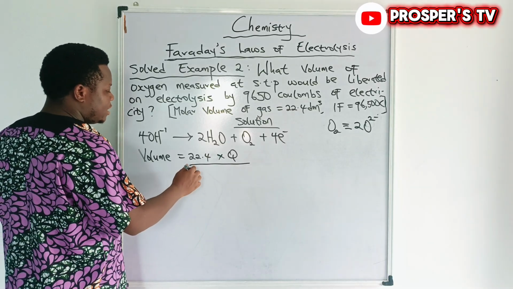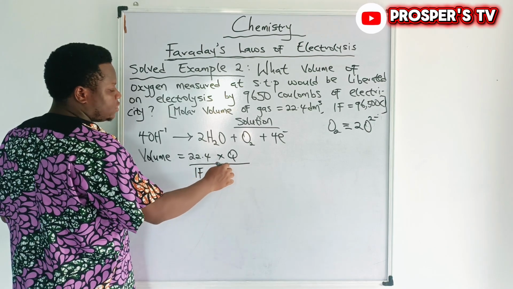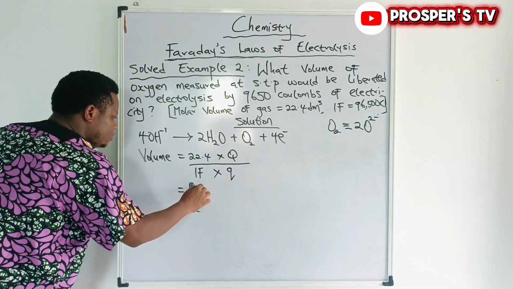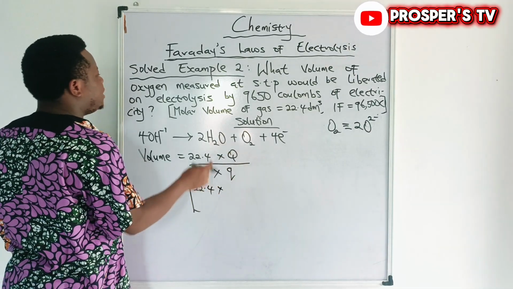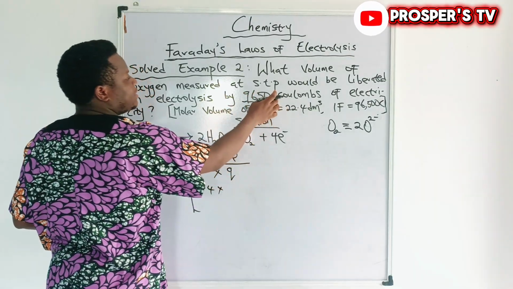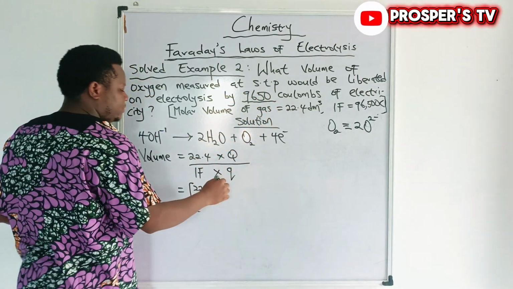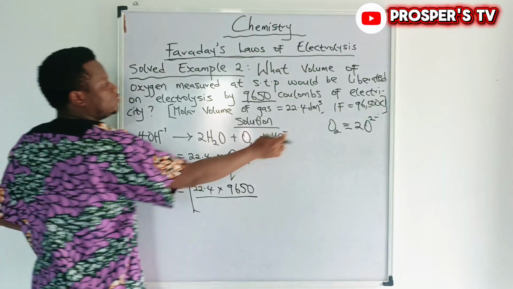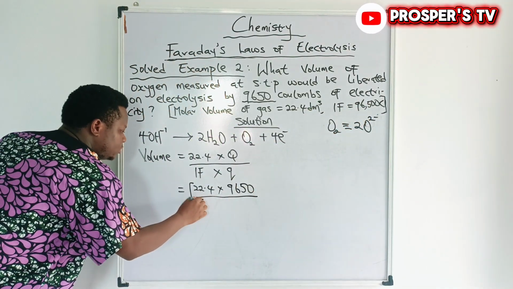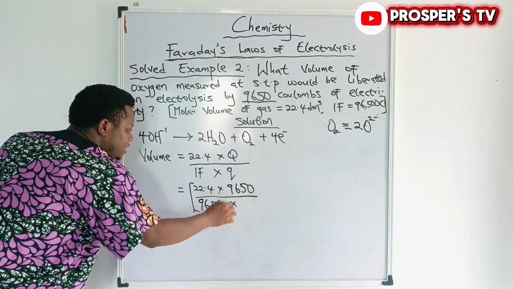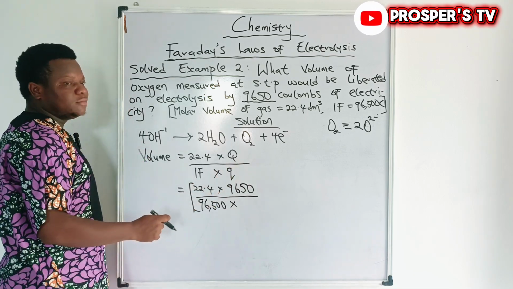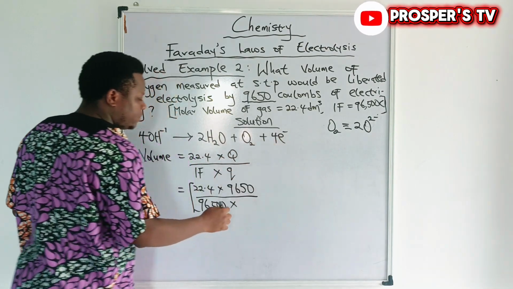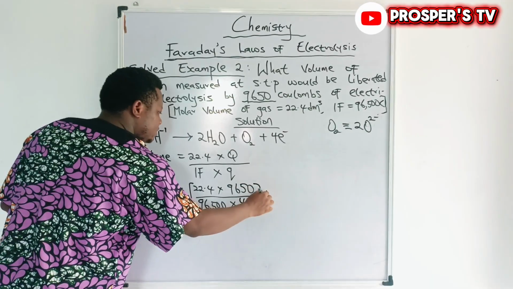Now, that said, the denominator of our formula is 1 farad, which is our constant, then multiplied by Q. So if we substitute, our answer simply becomes 22.4 times the quantity of electricity that is being supplied, according to the question, which is 9,650, divided by 1 farad as usual, which is 96,500, then times the quantity of electricity involved in this process, which is 4 moles of electron, which is 4 farads. So your Q here is 4.